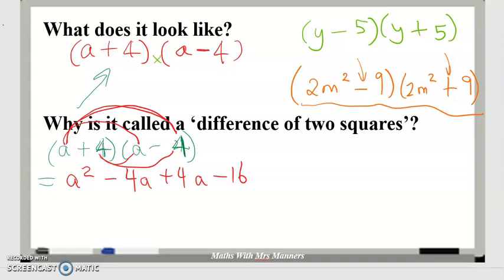What I'm hoping you'll notice is that these two terms are equal in magnitude but opposite in sign. That just means it's the same number but they have opposite signs. Every time you do FOIL, you're going to end up with two terms that look very similar but have the opposite sign. And what will happen when two terms look the same but have the opposite sign? Well, they're going to cancel, because minus 4a plus 4a gives you 0. And so really all I'm going to end up with is a squared minus 16.